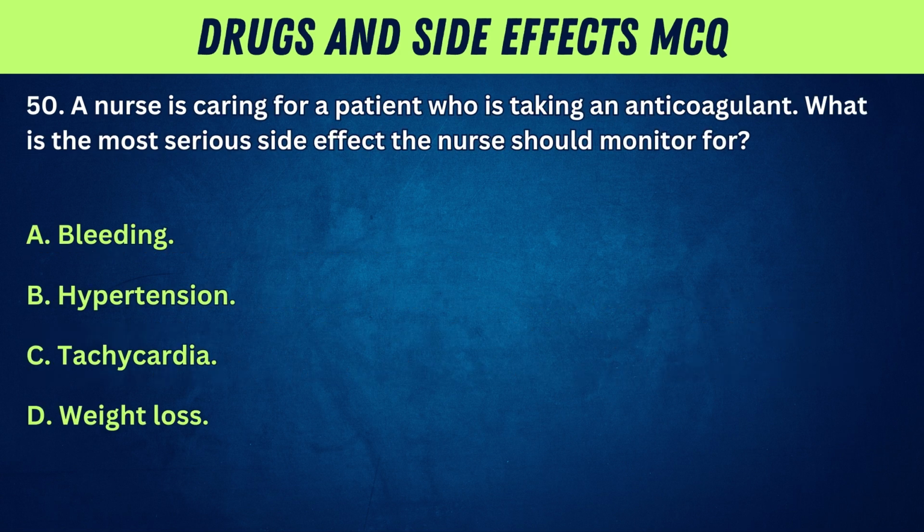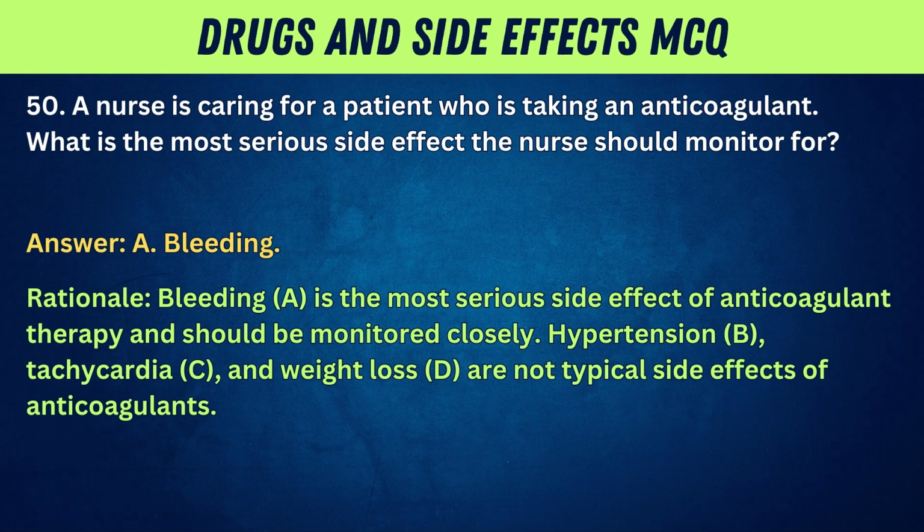50. A nurse is caring for a patient who is taking an anticoagulant. What is the most serious side effect the nurse should monitor for? A. Bleeding. B. Hypertension. C. Tachycardia. D. Weight loss. Answer: A. Bleeding. Rationale: bleeding, A, is the most serious side effect of anticoagulant therapy and should be monitored closely. Hypertension, B, tachycardia, C, and weight loss, D, are not typical side effects of anticoagulants.